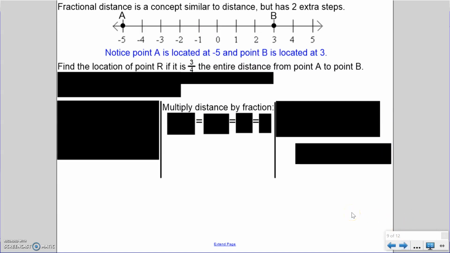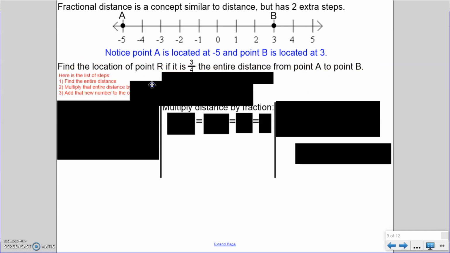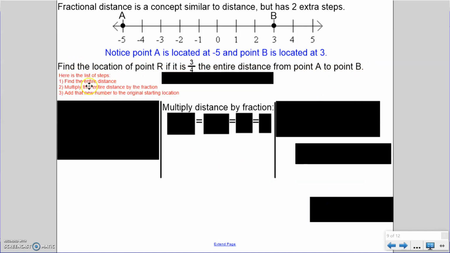Alright, fractional distance is a concept similar to distance, but has 2 extra steps. So here's the picture. Notice point A is at -5, point B is at 3. The question is, find the location of point R if it is 3/4 the entire distance from A to B. We're starting at A and ending at B. All right, here are the steps. Find the entire distance, multiply that entire distance by the fraction, and then add that new number to the original starting location.